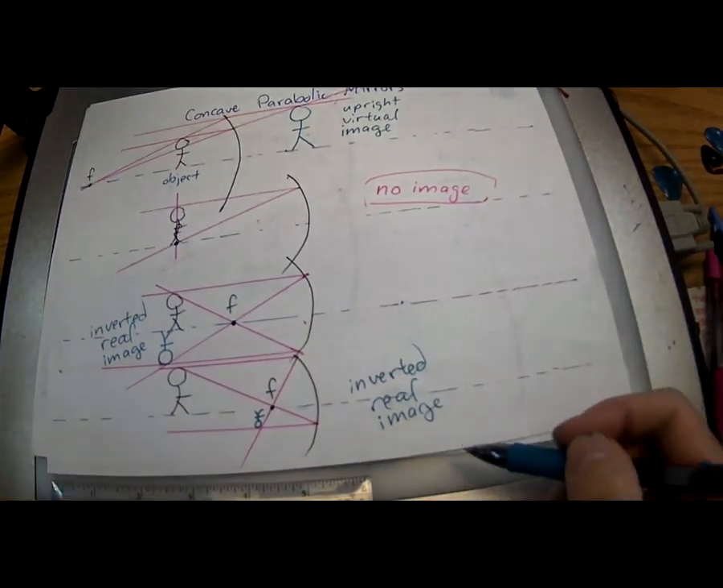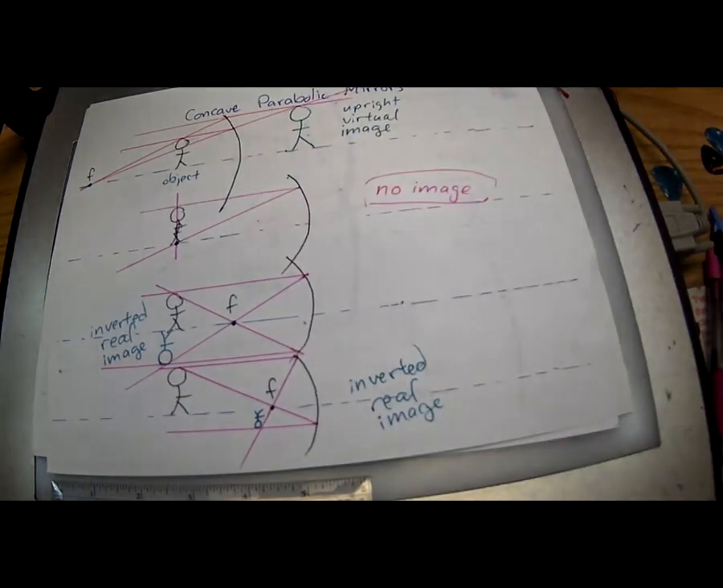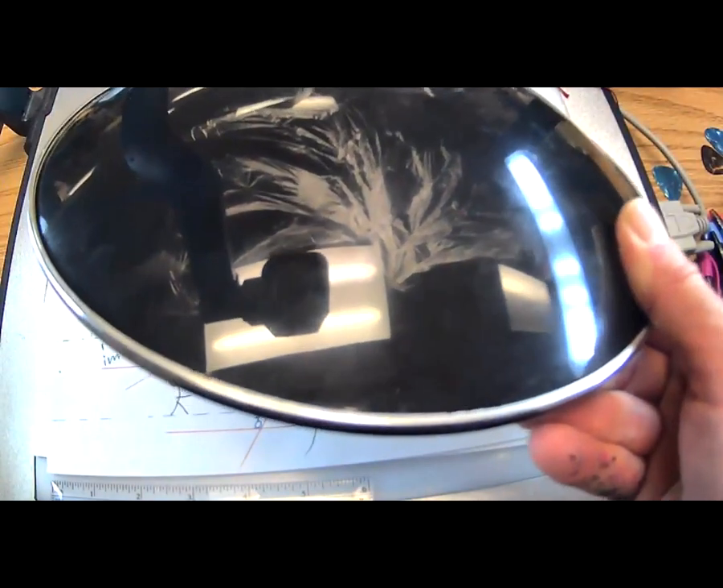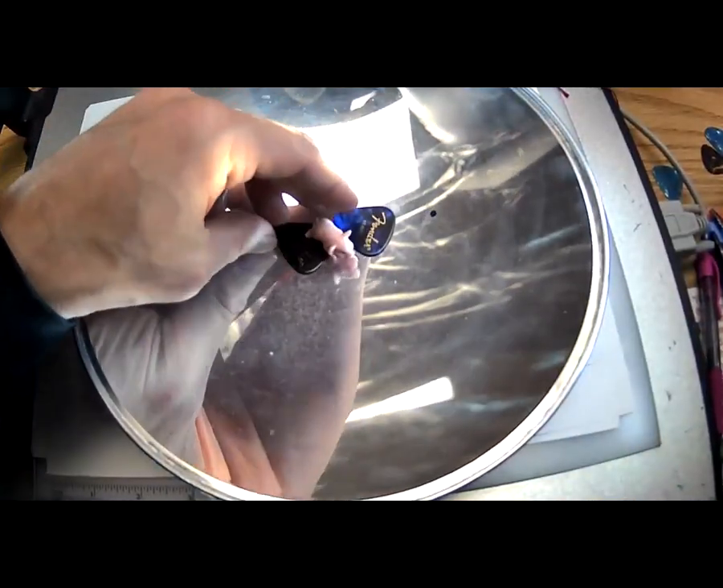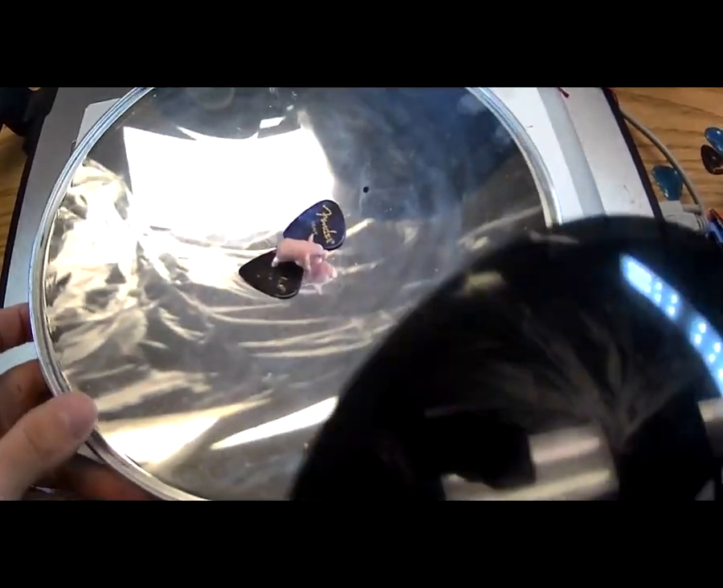Inverted because upside down, and real because it looks like it's hovering in front of that mirrored surface. Okay? And you know what? This is a really good explanation for something that a lot of you guys have seen by now. You guys seen this flying saucer looking deal with the pig inside? Throwing a couple of guitar picks. I'm going to try to get this to work on both video and in person.